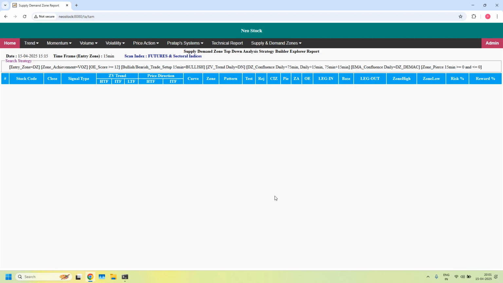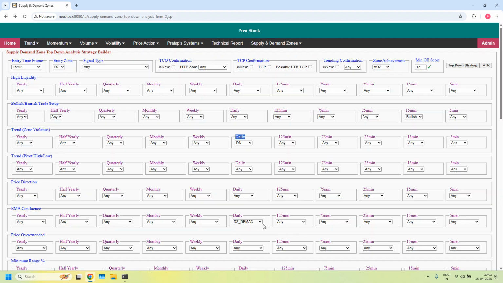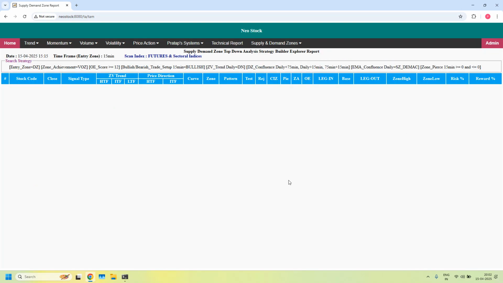Okay, fine. Some mistake I made, sorry. Daily supply zone we have to check, not demand zone. Here I selected demand zone. I am going back, correcting the mistake. Here daily supply zone having daily EMA confluence. Sorry for the mistake. Even now, it is not filtered.